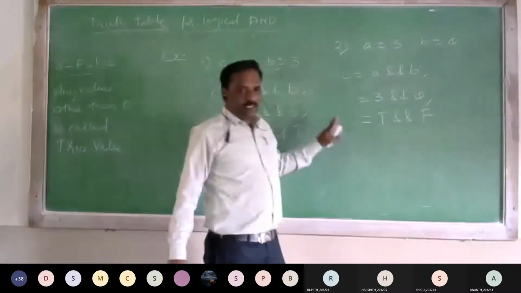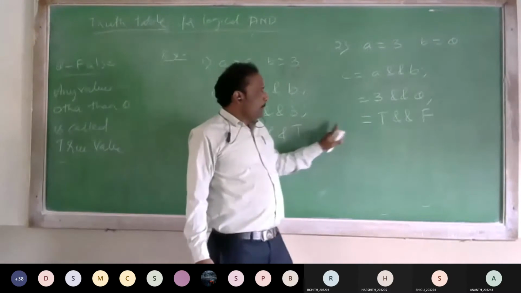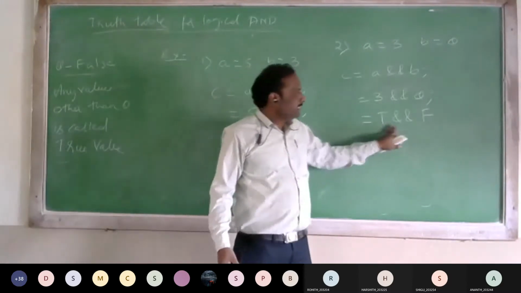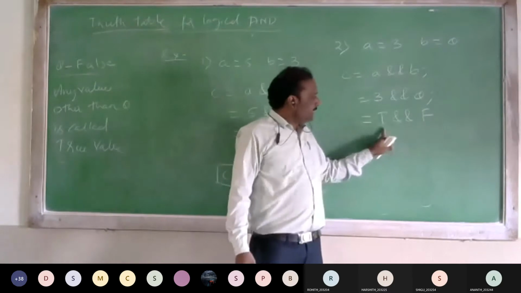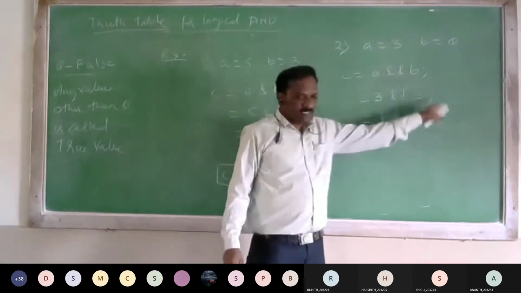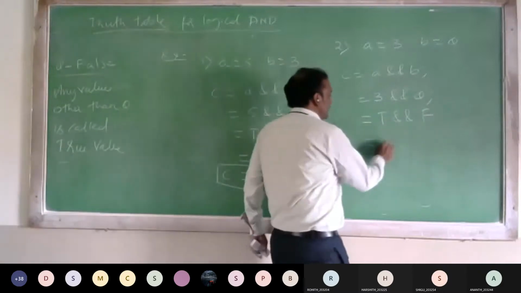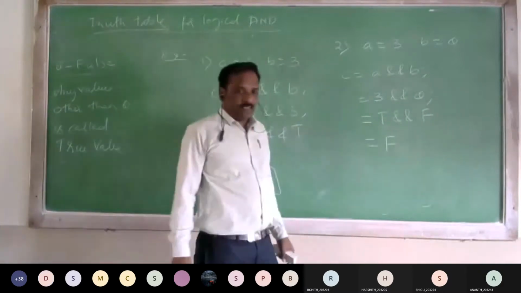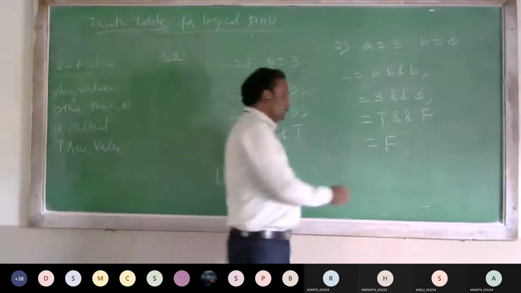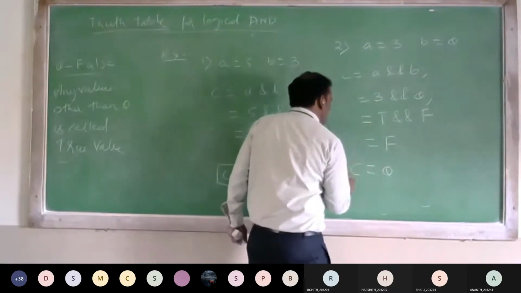Now, according to the definition of logical AND, the result is false when any one of the variables is false. Here, true and false. Here one is false, so the entire result is false. So, false we write like this. Now, what is the false value? The false value is 0, sir. C is equal to 0.